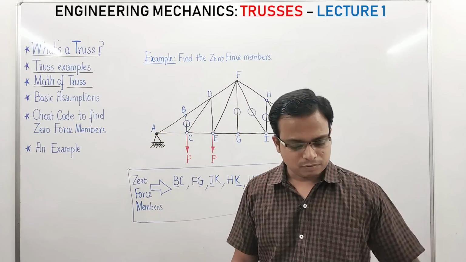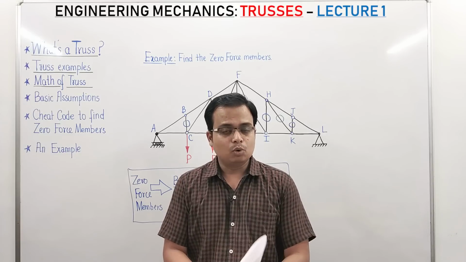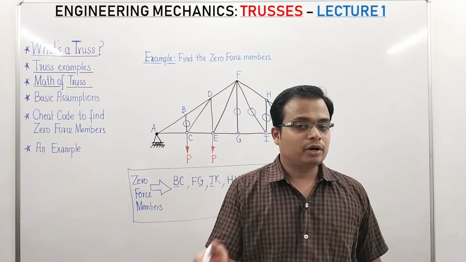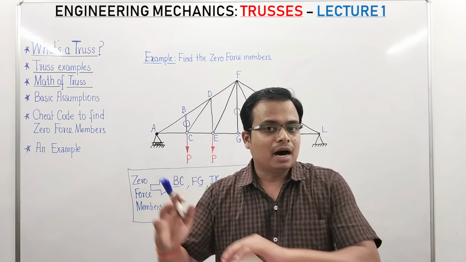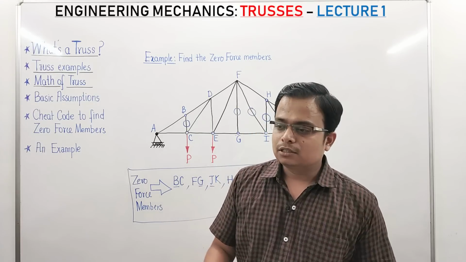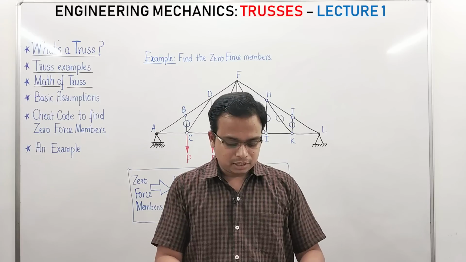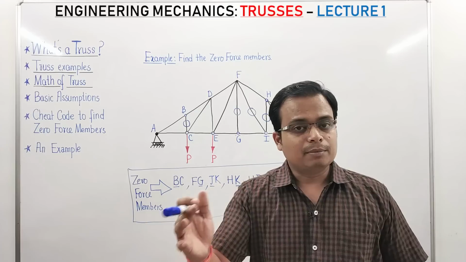Basic assumptions. Pin connections are there between the members. And then we spoke about how the loads have to be applied at the joint only. If you don't apply the load at the joint, then we won't regard that structure as a truss. We spoke about how the members are straight two-force members. Then the weight of the members is negligible.